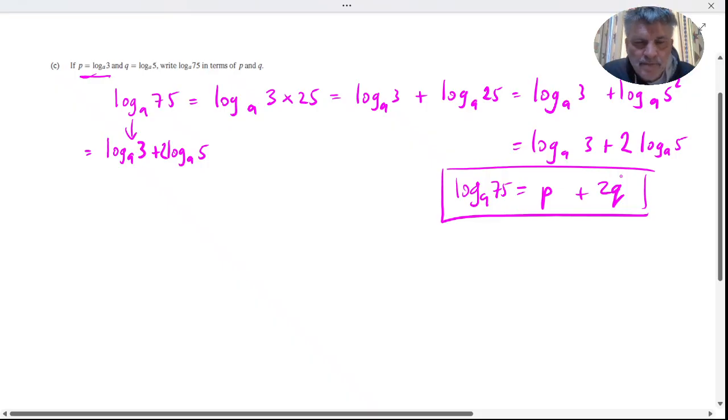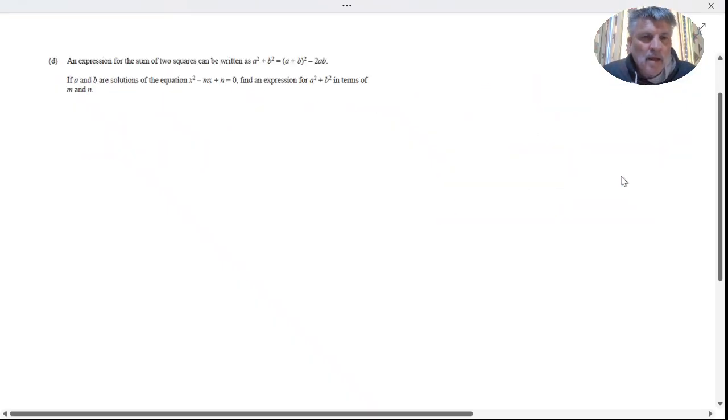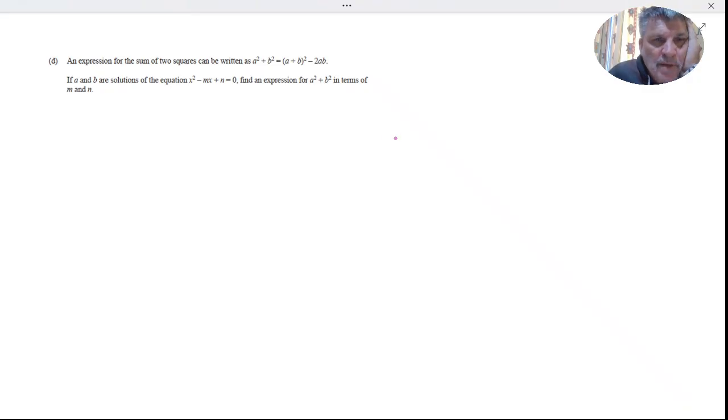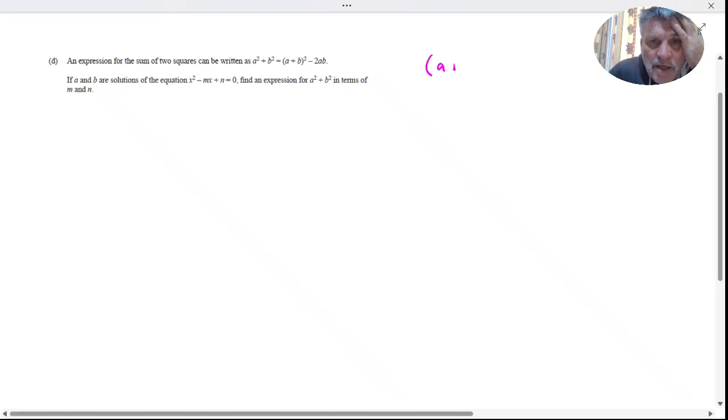And there's our solution. An expression for the sum of two squares can be written as a squared plus b squared equals (a plus b) all squared minus 2ab. It's not required, but it's interesting to see how you get that.